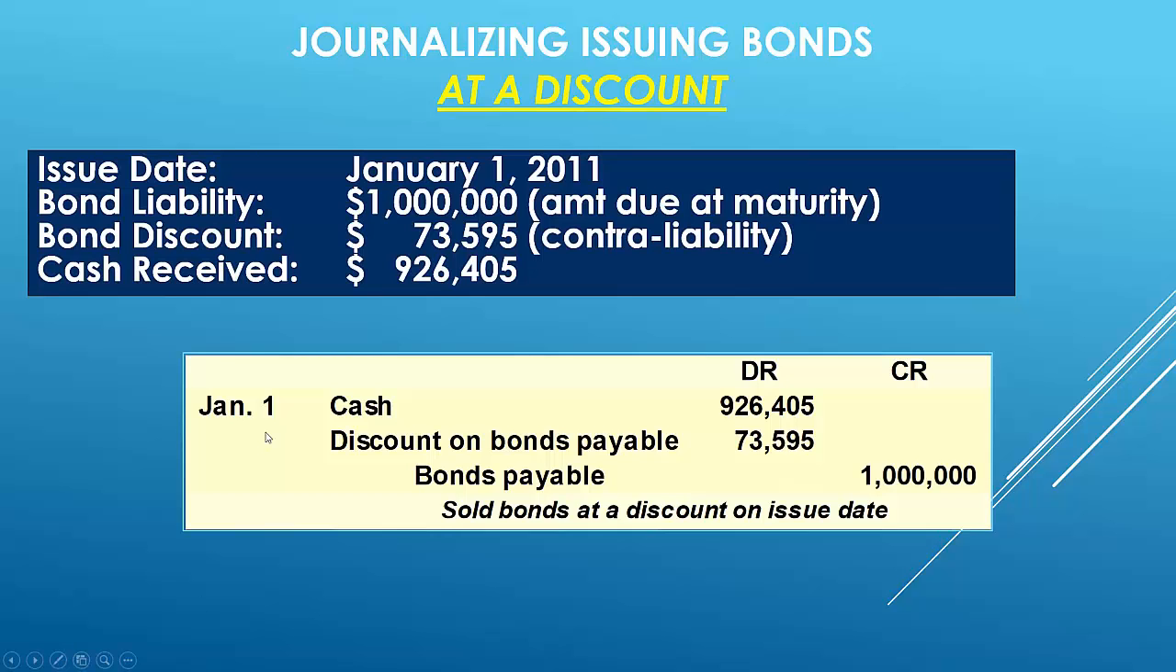And so when I sell that bond, again, I'm not going to get the full $1 million, right? I still have a liability for $1 million. I'm only going to get $926,405 in cash. The rest of it is the discount, and that's how I make that journal entry.